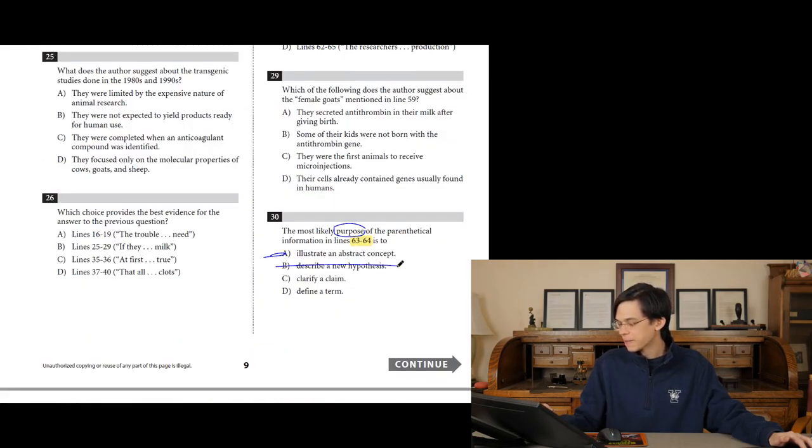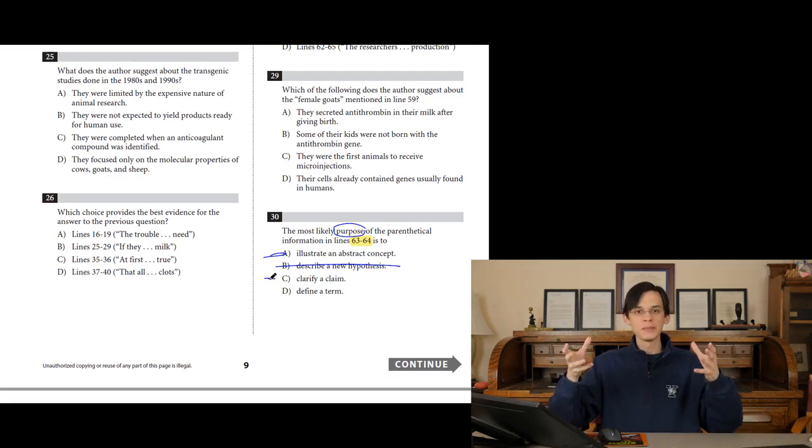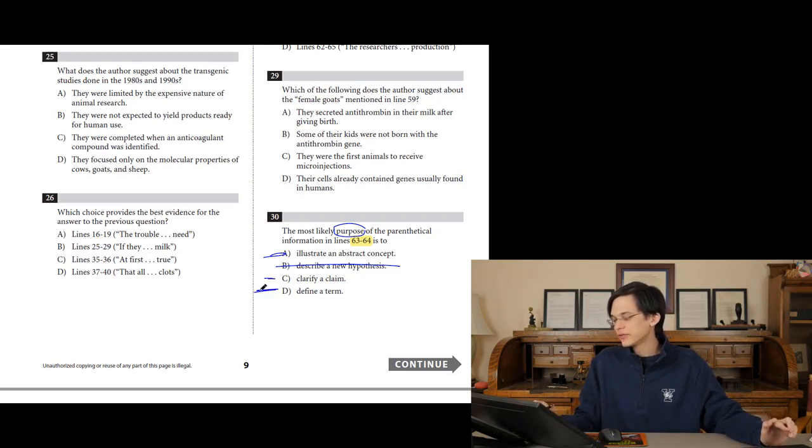Clarify a claim. Maybe clarify means like you say something. A claim is like a belief or a statement, and then you want to clarify it by talking more about it. Maybe. Oh, D, define a term. What's the difference between C and D?